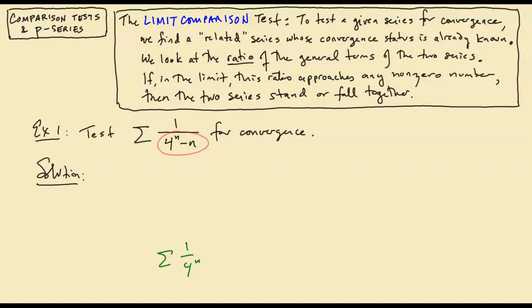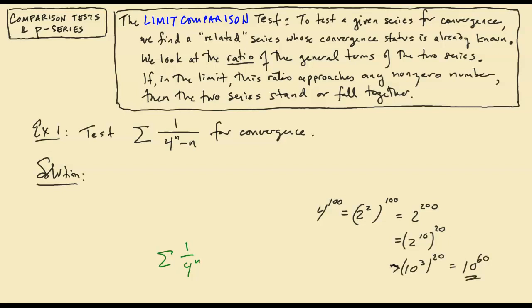But if this is 100, you have 4 to the 100th power, which is a gigantic number. I don't have my calculator with me, but 4 to the 100th, that's 2 squared to the 100, which is 2 to the 200, which is 2 to the 10th to the 20th power. 2 to the 10th is 1024, so that's bigger than 10 cubed, 1000 to the 20th power. That's 10 to the 60th power. That's a 1 followed by 60 zeros, and we're subtracting off a measly 100. It might as well not be there.